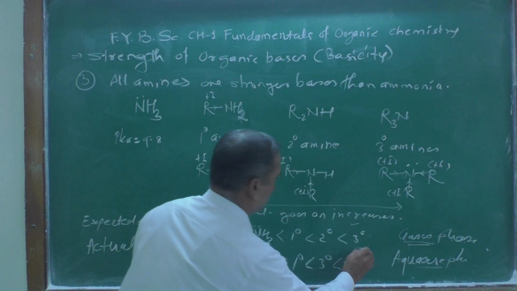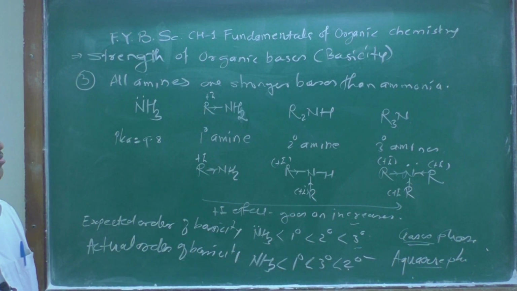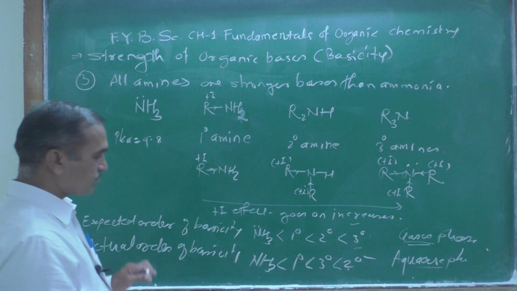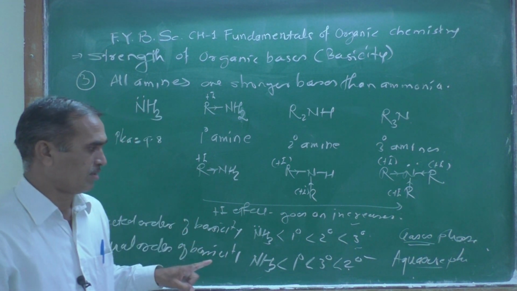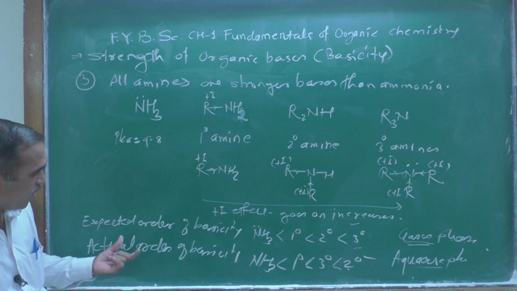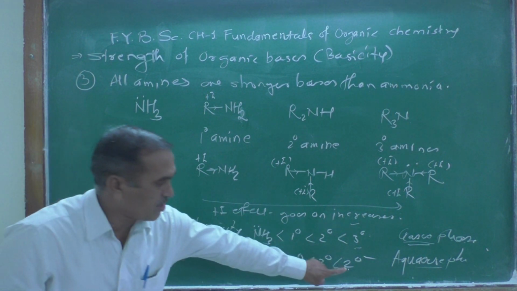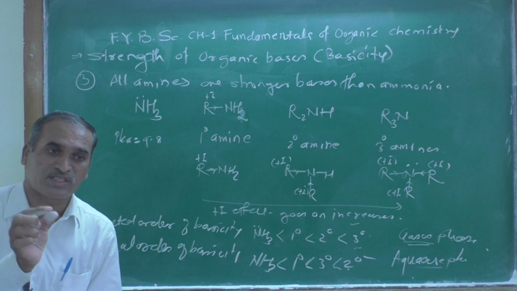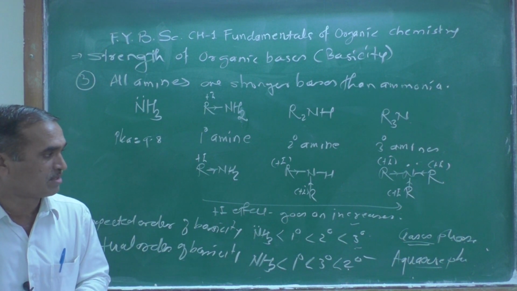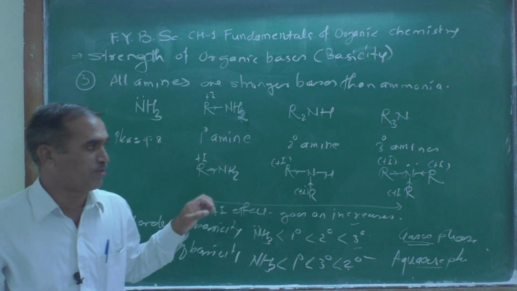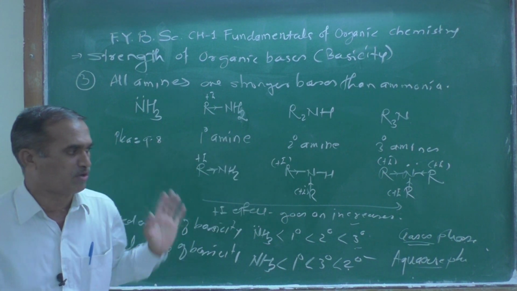In the aqueous phase, secondary amine is found to be the strongest one. The reason behind it, now: if you observe here the actual order of the basicity, secondary amine is the strongest one. How do you explain, how do you justify this? In the gaseous phase there is no change. If the plus I inductive effect increases, the basicity goes on increasing.